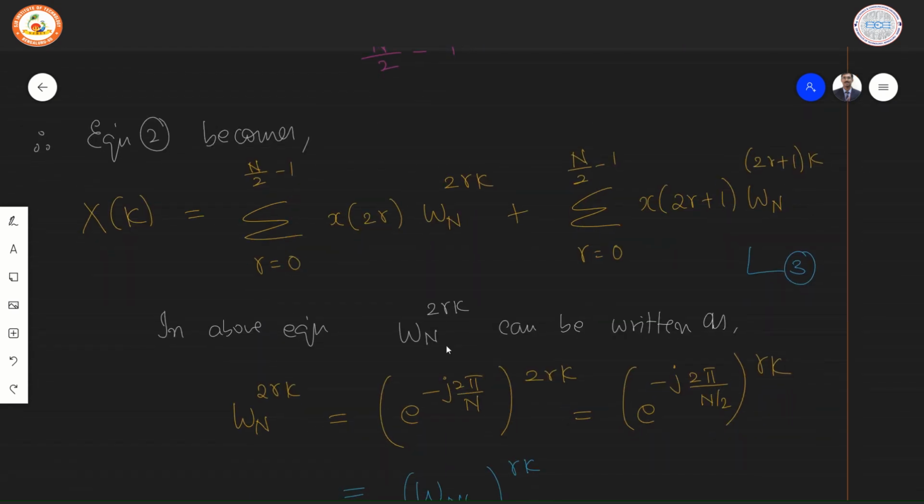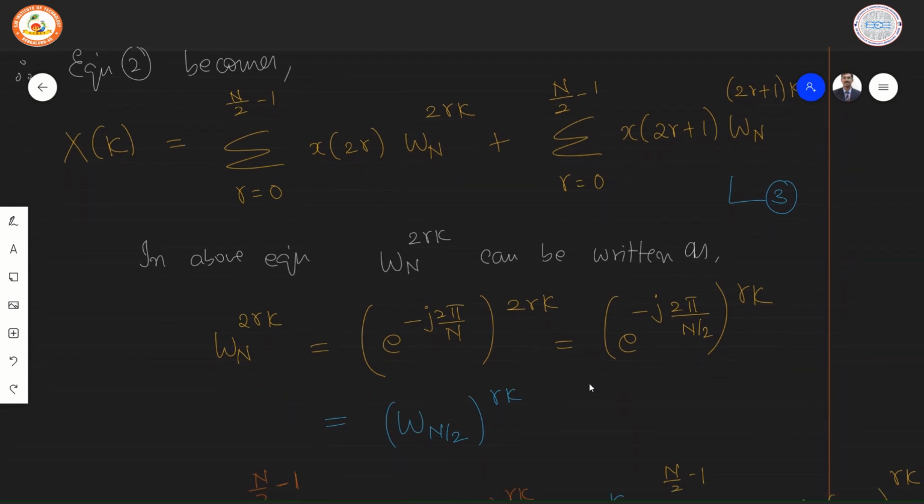Now let us consider that W_N to the power of 2rk, which is common in both these summations. Now W_N to the power of 2rk expressed in the exponential form, we see that the 2 which is in the power can be brought inside and it becomes N by 2. Therefore, W_N to the power of 2rk could be expressed as W_N by 2 to the power of rk.